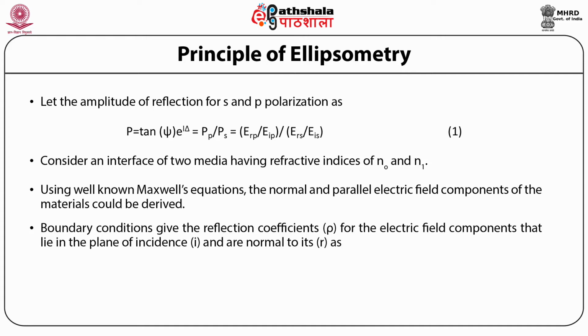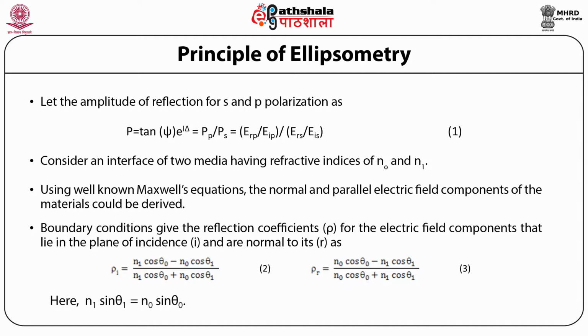and are normal to it, R, as ρi equals n1 cos theta naught minus n0 cos theta 1 divided by n1 cos theta naught plus n0 cos theta 1. Rho r is equal to n0 cos theta naught minus n1 cos theta 1 divided by n0 cos theta naught plus n1 cos theta 1. Here, n1 sin theta 1 equals n0 sin theta naught.